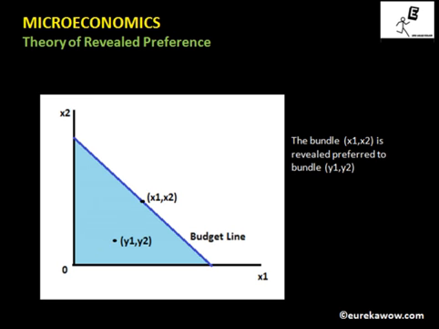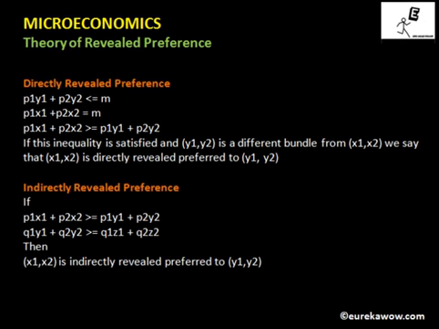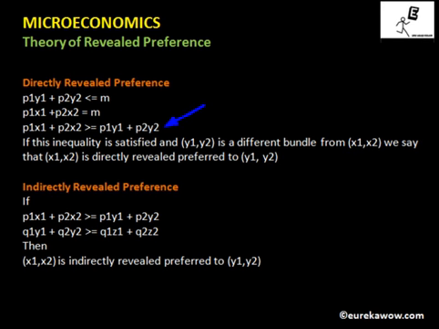Now, we will make a distinction between directly revealed preference and indirectly revealed preference. In the earlier example, we saw that the bundle x1, x2 was directly revealed preferred to y1, y2. Why? This was because the bundle y1, y2 was less costly than the bundle x1, x2. So basically, it was this equation that was at play. P1x1 plus P2x2 was greater than or equal to P1y1 plus P2y2. Since the bundle x1, x2 was lying on the budget line, therefore P1x1 plus P2x2 was equal to M.